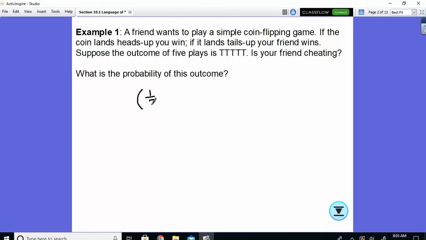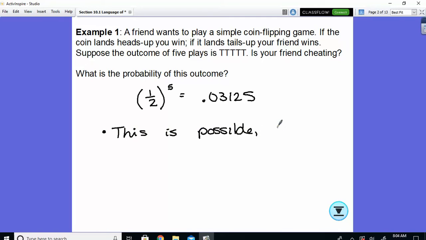1/2 of it. Right. Probability of tails is 1/2. It happens 5 times. So what is that? It's 0.03125. Okay. So is it possible? Yes. Is it likely? No. So this is possible, but very unlikely. So either we would believe our friend is extremely lucky, or it could be cheating.